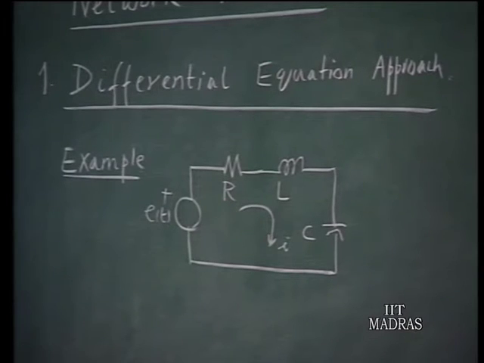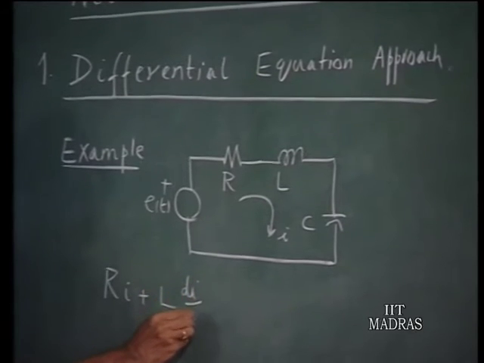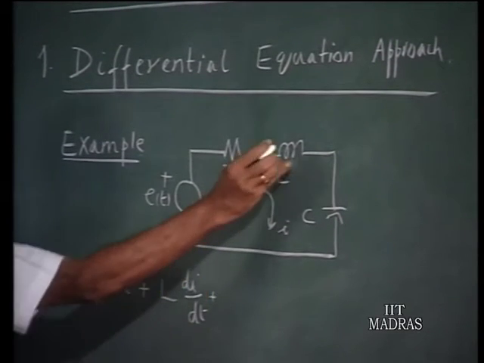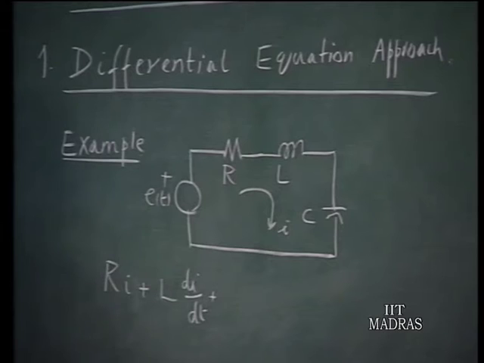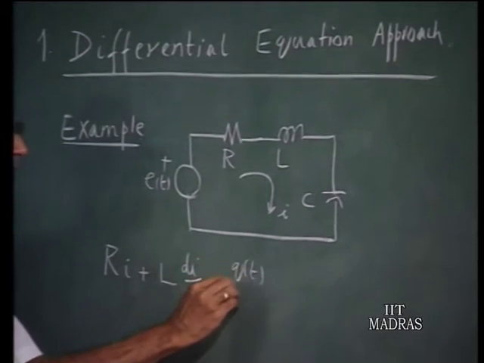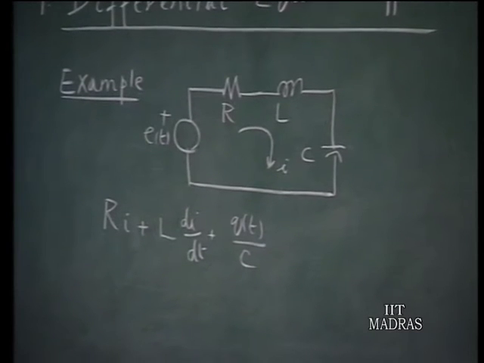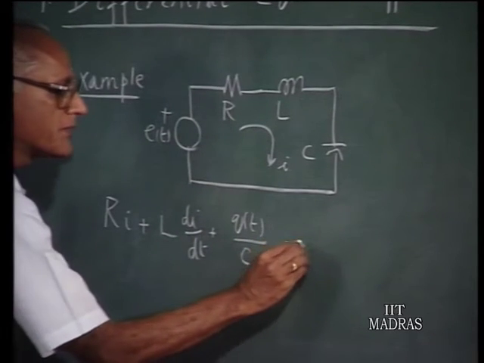So the differential equation pertaining to the solution for the current, given this forcing function E of t, is given as the voltage drop across resistance, Ri, plus L di/dt, that is the voltage drop across the inductor, plus the voltage across the capacitor, Vc, that can be written as Q of t over C, that is the charge on the capacitor at time t divided by C, that is equal to E of t.